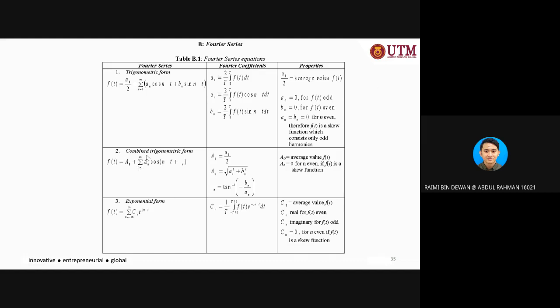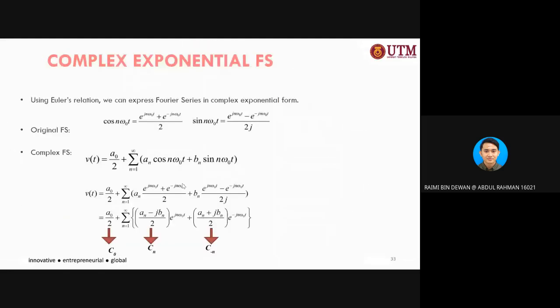Then the combined trigonometric form. You have f(t) equals a naught plus the summation starting from 1. You can see here, start from 1. Be careful. I keep reminding you because this can make a difference. From n equals 1 until infinity, an cos n t plus something. Something is missing in the combined trigonometric form, I think theta n is missing there.